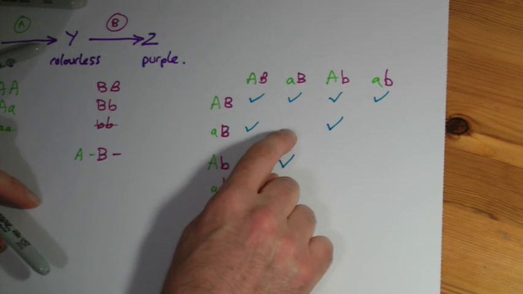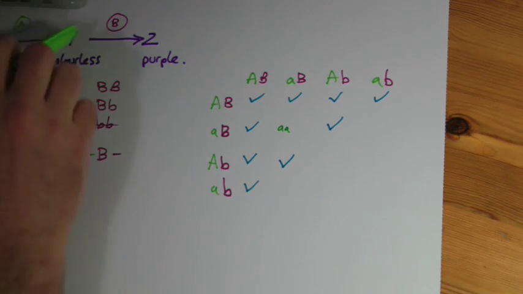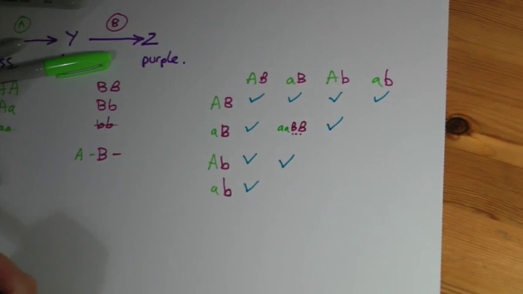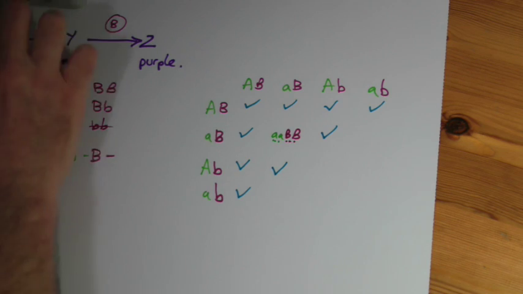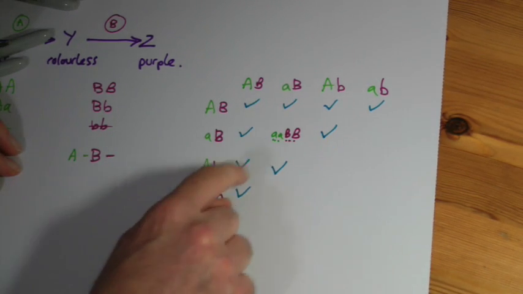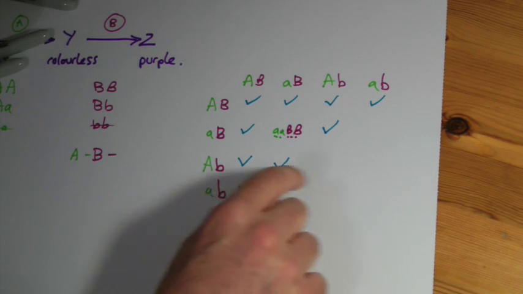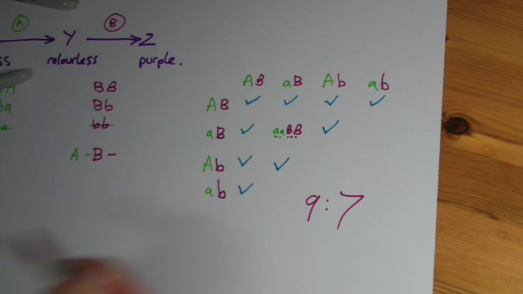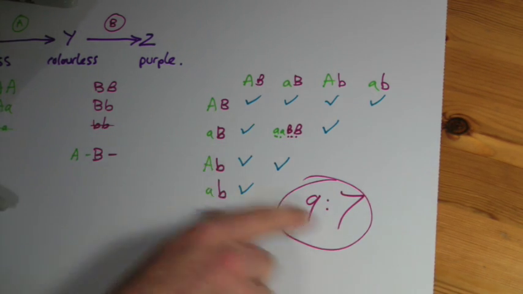only one dominant present. I could write them all out, but there's not really any point. It doesn't matter that we've got a homozygous dominant pair there, because our A's aren't going to work. So if we count them up, 1, 2, 3, 4, 5, 6, 7, 8, 9, the rest are just not going to work. So we'd end up with a ratio of 9 to 7. And that's the key ratio for complementary epistasis. In this case, you'd have 9 purples to 7 whites.